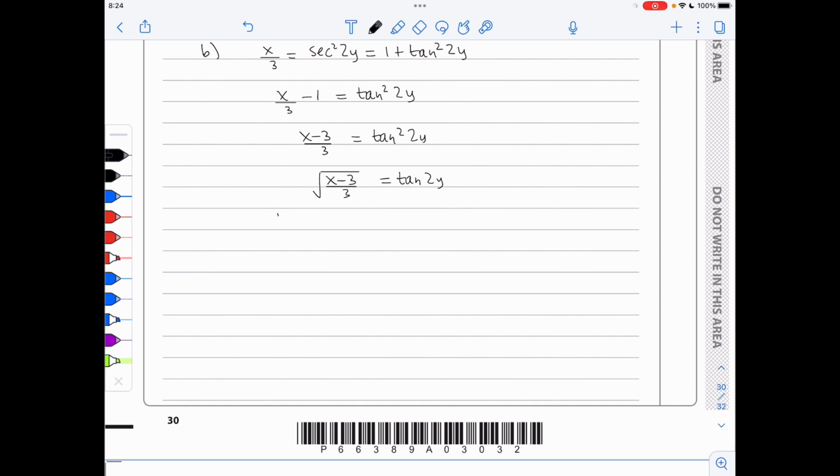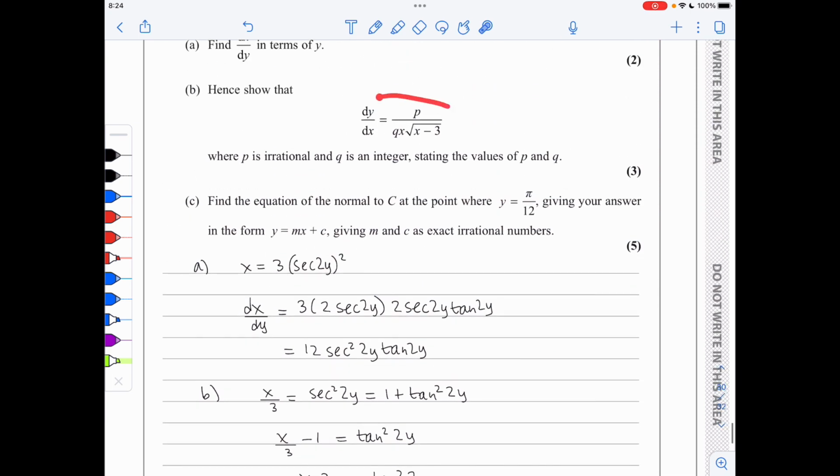So dx dy is equal to 12 times x over 3 times the square root of x minus 3 over 3. Now the 12 with the 3 simplify to give me a 4. And so I will be looking at dy dx, the reciprocal of the above. So it's going to be the root of 3 over 4x times root of x minus 3, which matches the form of the answer that was asked for in the question here.